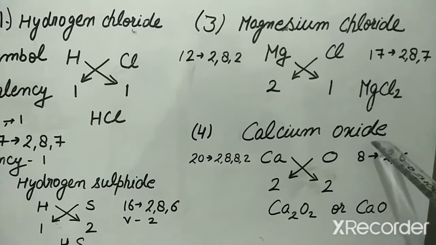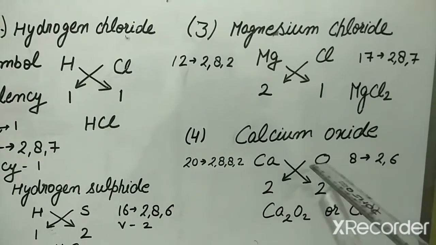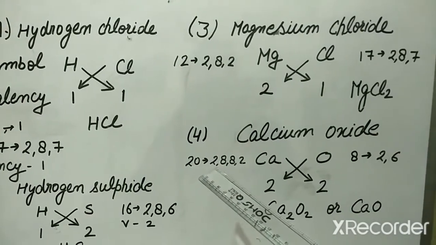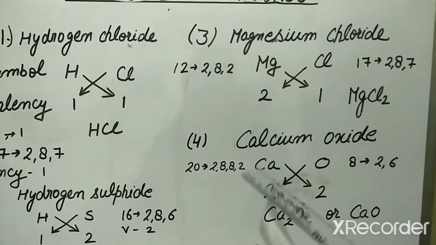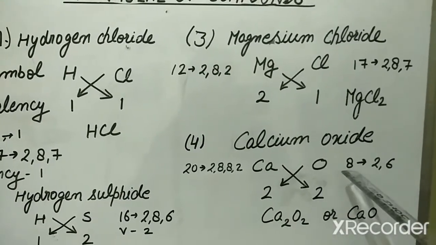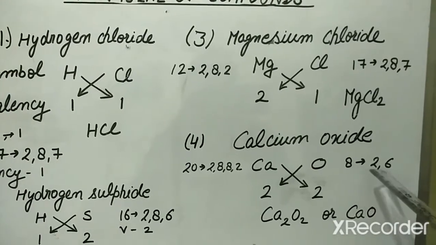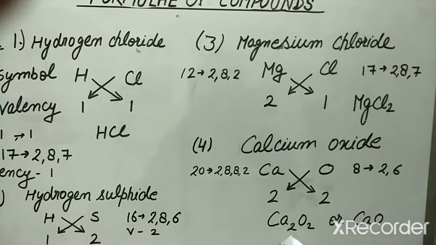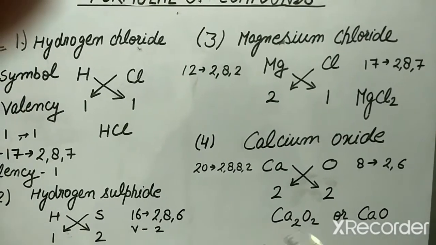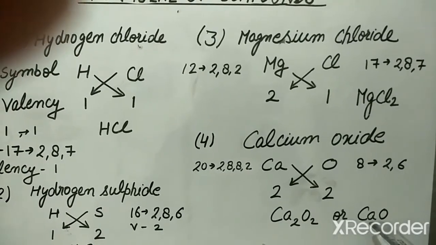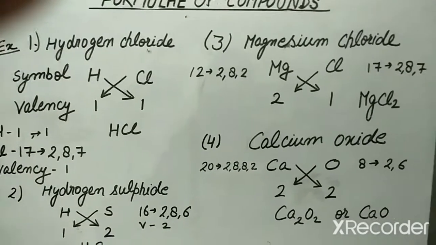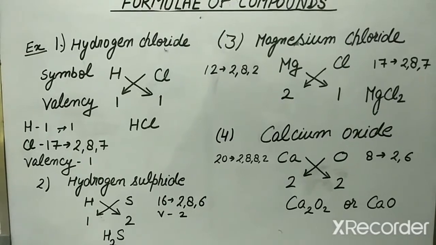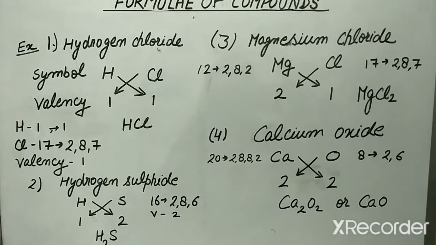Similarly for calcium oxide, the symbol of calcium is Ca. Oxide is for oxygen, O. Calcium's atomic number is 20. Configuration is 2 8 8 2, so the valency is 2. For oxygen the atomic number is 8, electronic configuration 2 6, so the valency is 2. When we cross multiply, Ca2O2, as both are the same, we can write it as CaO. So I hope now you are able to understand how to make formulas. For that you have to learn the symbols, atomic numbers, and how to find out the valencies very well.